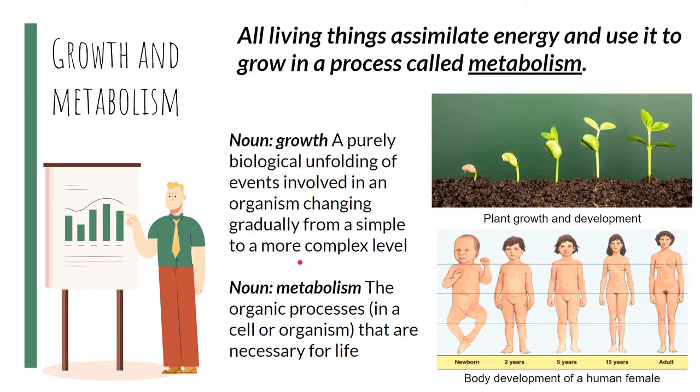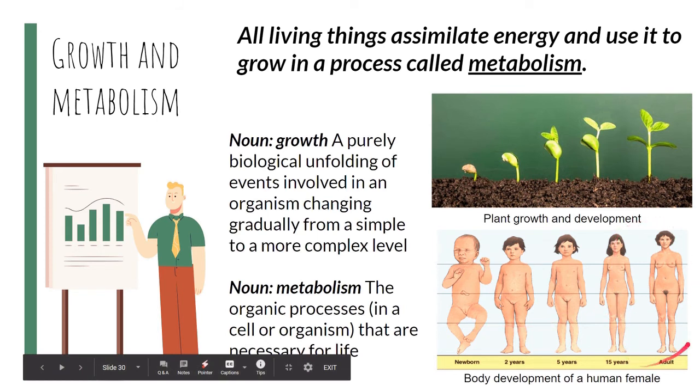All living things have the ability to grow and metabolize. Living things can assimilate energy and use it to grow in a process called metabolism. We define growth as a biological unfolding of events in an organism changing from a simple to a more complex level, as shown here in the growth of this plant from seed to a seedling, and the development of a human female from a newborn baby into an adult female. All living things are capable of such changes.